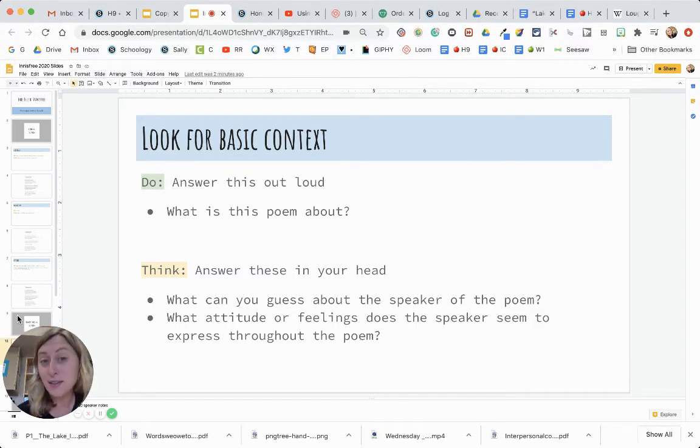Oh, interesting thoughts. All right. And then the second thing you're going to do is think about the answers down on the bottom. What can you guess about the speaker in the poem, or what do you know about the speaker in the poem? And what attitude or feelings does the speaker seem to express? So what do you know about the speaker? And what kind of feelings or attitudes seem to be connected or come up in this poem?